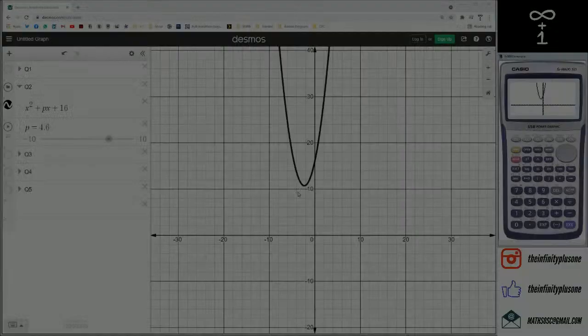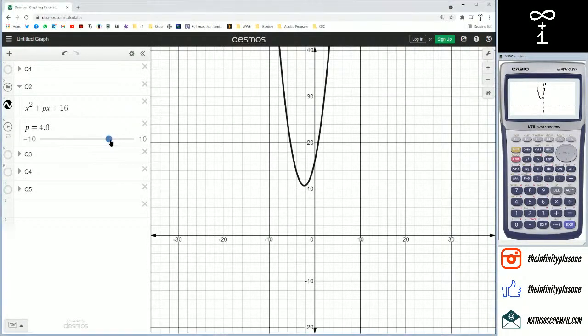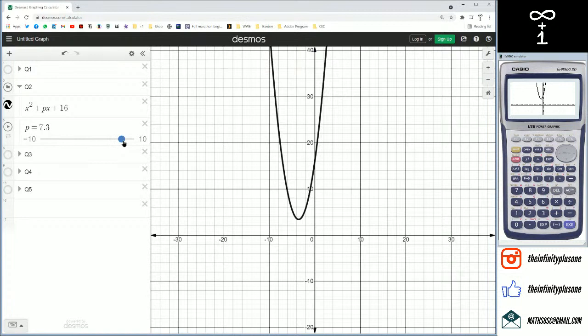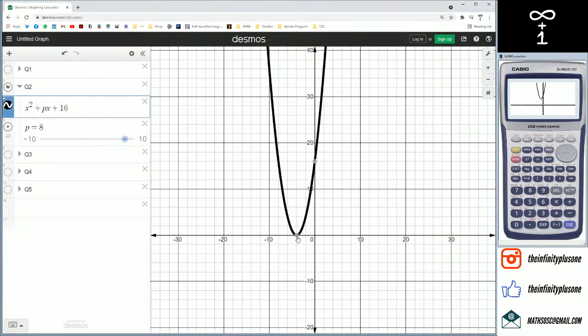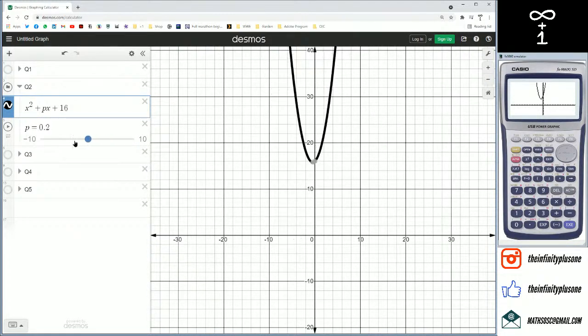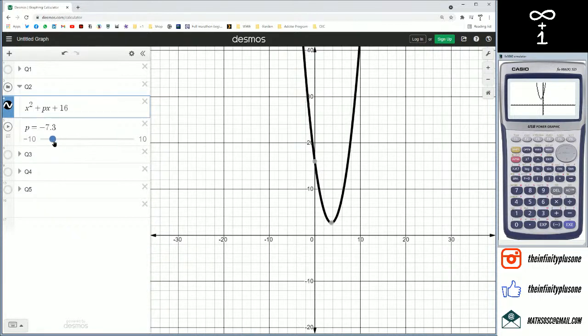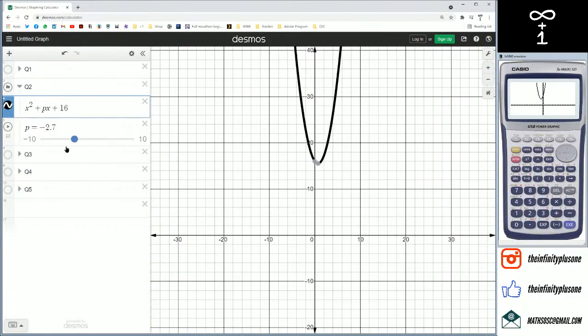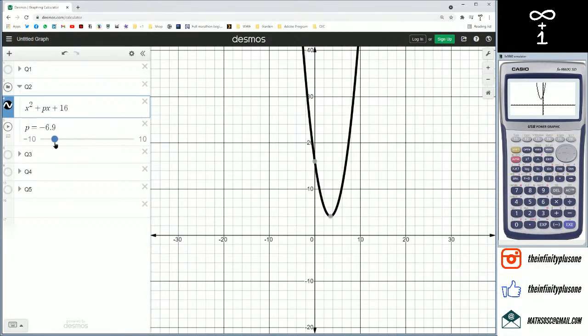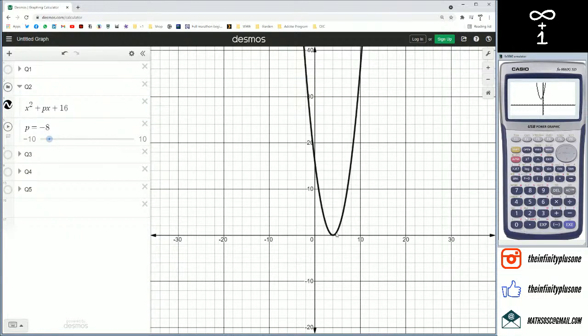If you have a look here, if I go to 8, where is it? There we go. At 8, it's actually touching the x-axis. But if I go above 8, then it's going to still be touching that x-axis. But if I go to -8, as you can see, between 8 and -8, it's not touching the x-axis at all. But the moment it comes to -8, it will touch the x-axis there.